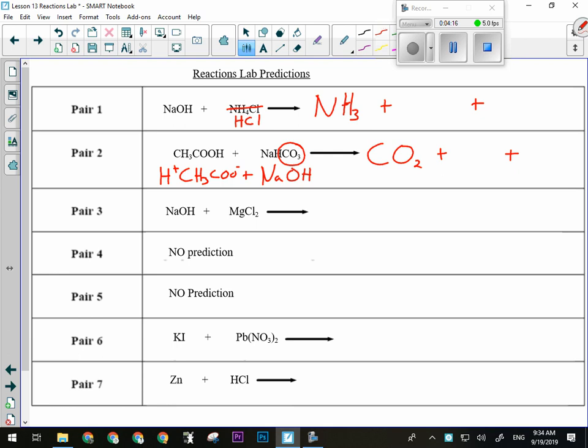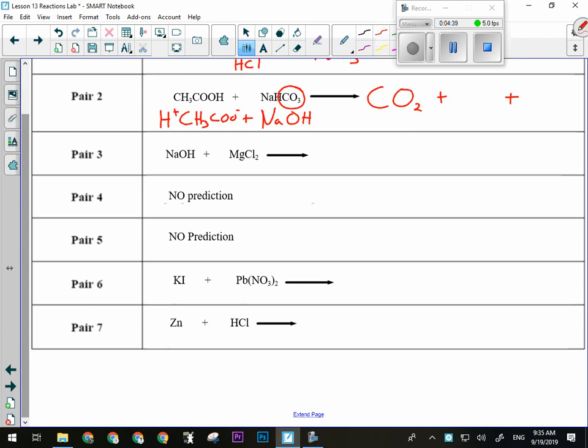Okay, pair number 3. I don't think we had too much trouble with. I think that one went pretty much according to plan. What happened in that reaction? A white precipitate formed. Right, you got a white precipitate in that reaction, which can happen in a double replacement reaction. So I think probably the way you predicted that one would have gone okay. Obviously we didn't have to predict pair 4 or pair 5.